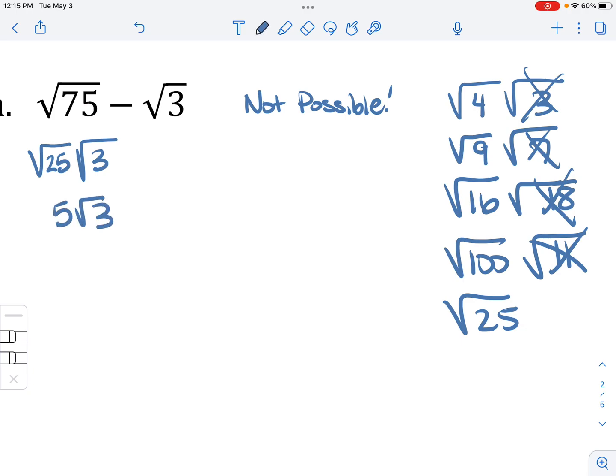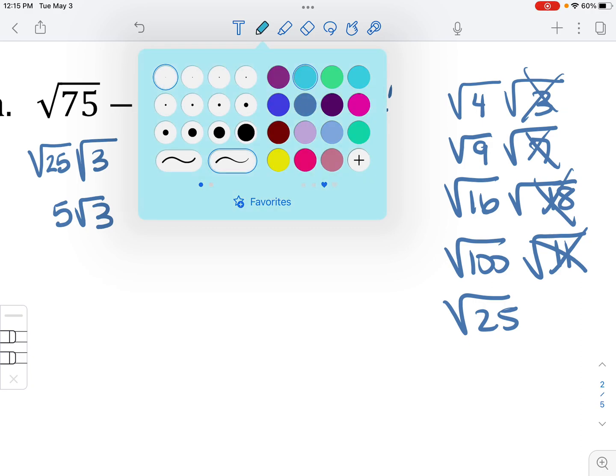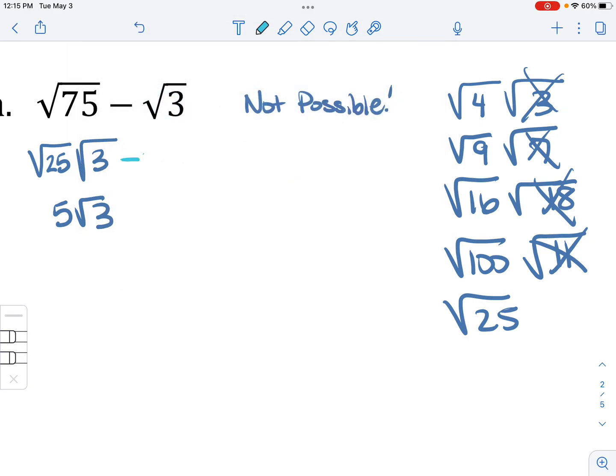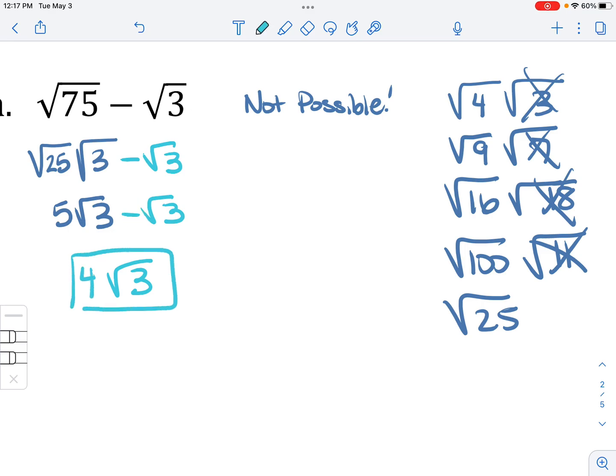Now, why is that helpful? Because if I bring down the minus root 3, you'll notice that now these radicals match. So remember, when you're adding and subtracting, the numbers underneath the root don't change. So what's secretly here is a minus 1. 5 minus 1 is 4, and that's my final answer here.